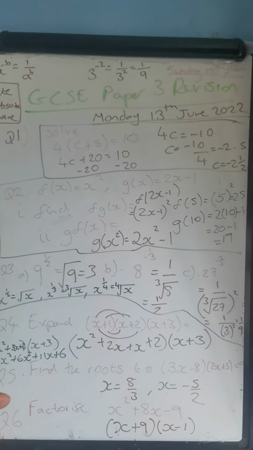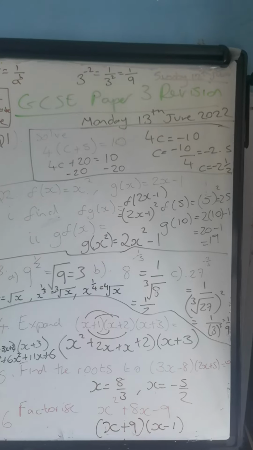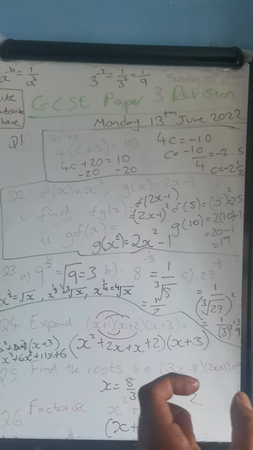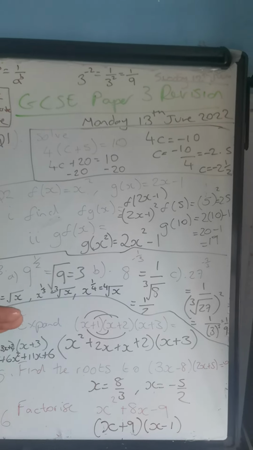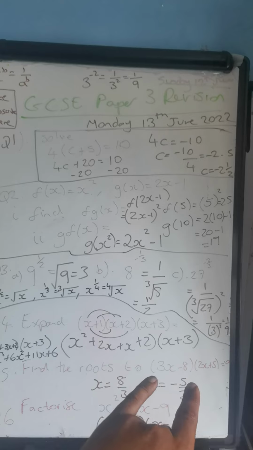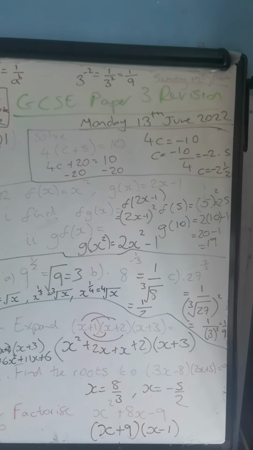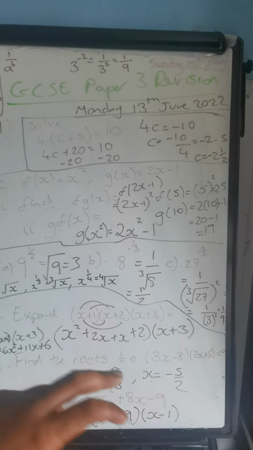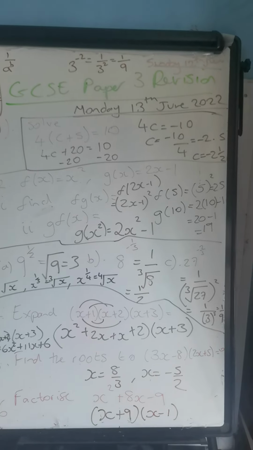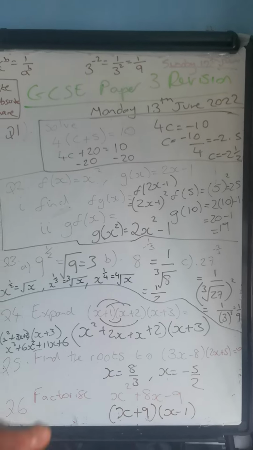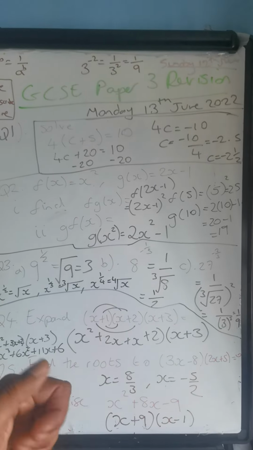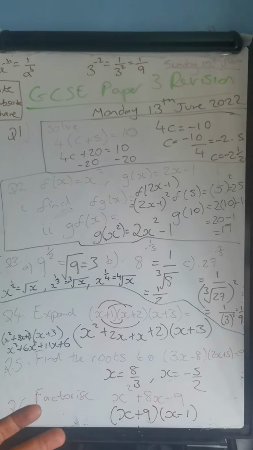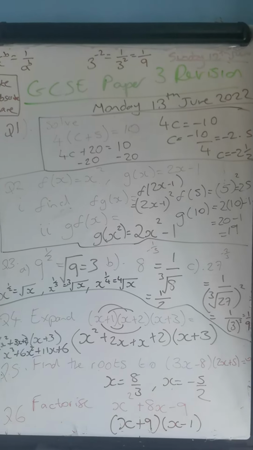Question number 5, find the roots of this quadratic. Now, because it's factorized, it makes it much easier. Either the first bracket equals 0 or the second bracket equals 0. If I solve each equation separately, so if I solve 3x minus 8 is equal to 0, then I get x is equal to 8/3. Or x is equal to minus 5/2. And again, I can express them either as mixed numbers, decimals, or top-heavy fractions, improper fractions. Either way is going to be fine.